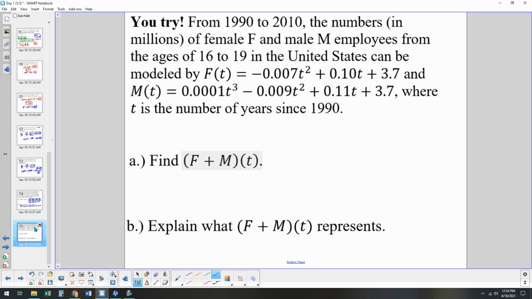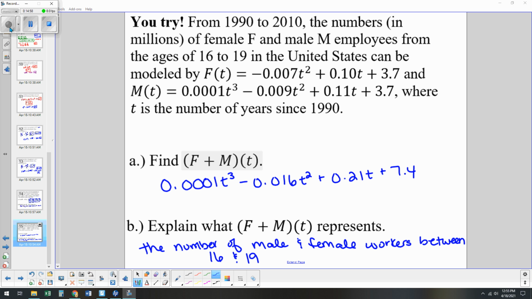So you're going to try this one. From 1990 to 2010, the numbers in millions of female and male employees from the ages of 16 to 19 in the U.S. can be modeled by these functions, where T is the number of years since 1990. So you're going to find F plus M of t and explain what that represents. You could pause and then check your answer. All right, so here we have our F plus M of T, and what it represents is the total number of male and female workers between 16 and 19.